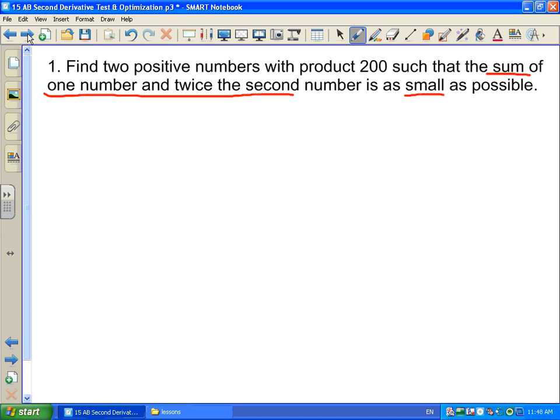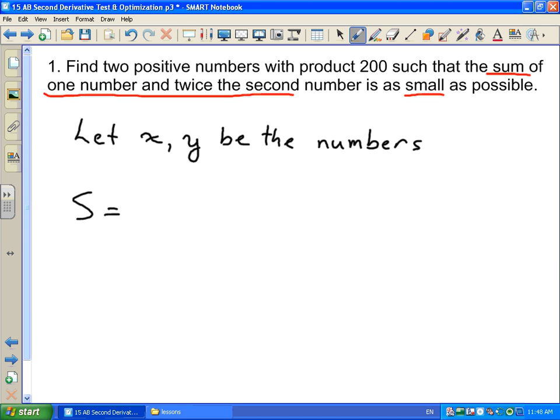So let's choose some variables here. Let x and y be the numbers. Okay? And the thing that we want to optimize is, we'll call S our sum, the sum of one number, x, plus twice the second number, y, and we want to make that as small as possible. So this is what we want to optimize here.